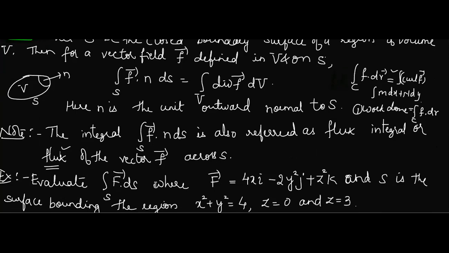Write down this example. Evaluate the integral of F dot ds over S, where F bar is equal to 4x i minus 2y square j plus z square k, and S is the surface bounding the region x square plus y square equal to 4, z equal to 0 and z equal to 3.